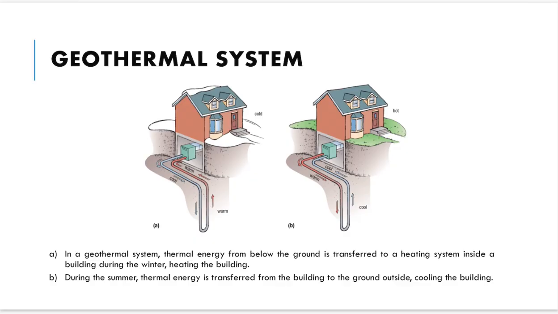So here is an example. On the left, a geothermal system. Thermal energy from below the ground is transferred to the heating system inside the building during the winter, which heats the building. During the summer, thermal energy is transferred in reverse. So the hot liquid is transferred from the building to the ground, which is then cooled by the ground and pumped back into the building, which is cooling the system.